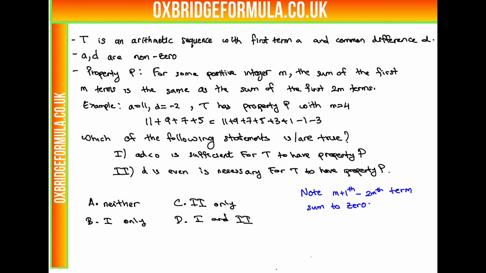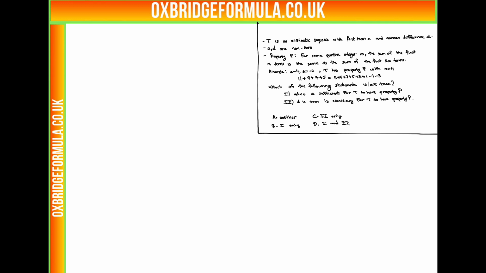Statement 1 is saying that the product of A and D being negative is sufficient for T to have property P, and the second one is just saying D being even is necessary for T to have property P. So let's now go ahead and try and solve the question. First, let's look at the first statement.